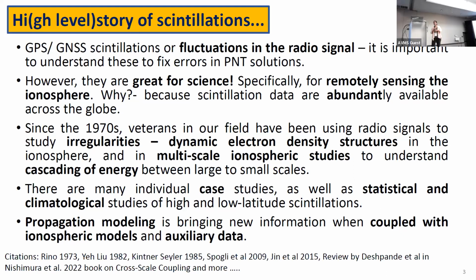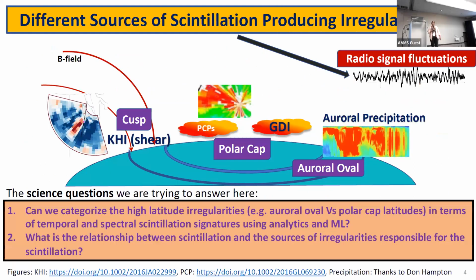We are also using a propagation model, which is coupled with an ionospheric model and more auxiliary data, all bringing new information. I'll talk about it in a minute. Before I go ahead, for high latitudes, these are typical sources of irregularities. In the cusp, we have Kelvin-Helmholtz instability, which is shear. In the polar cap, we have GDI, which basically is the reason for the polar cap patches. In the auroral oval, we have auroral precipitation.